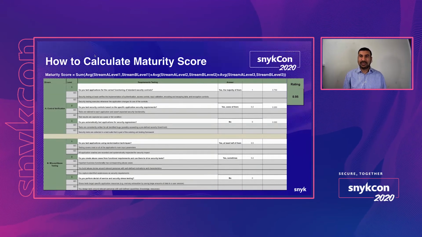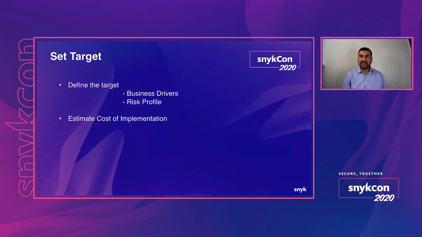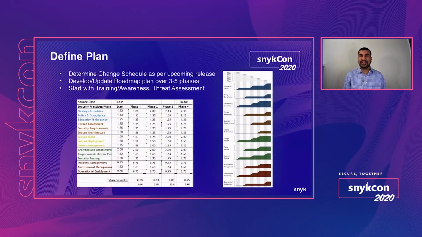Now, once you finish an assessment, you need to define the target as per your organization's business drivers and risk profile. It is very important to spend some time understanding your organization's business drivers and risk profile during this exercise. Once you define the target, the most important step is to estimate the cost of implementation. Again, in my experience, I've seen many SAMM initiatives fail when folks forget to estimate and plan increased cost of implementation, resulting in lack of resources dedicated to security improvements that they plan for. So the cost of implementation would become direct input into defining a plan.